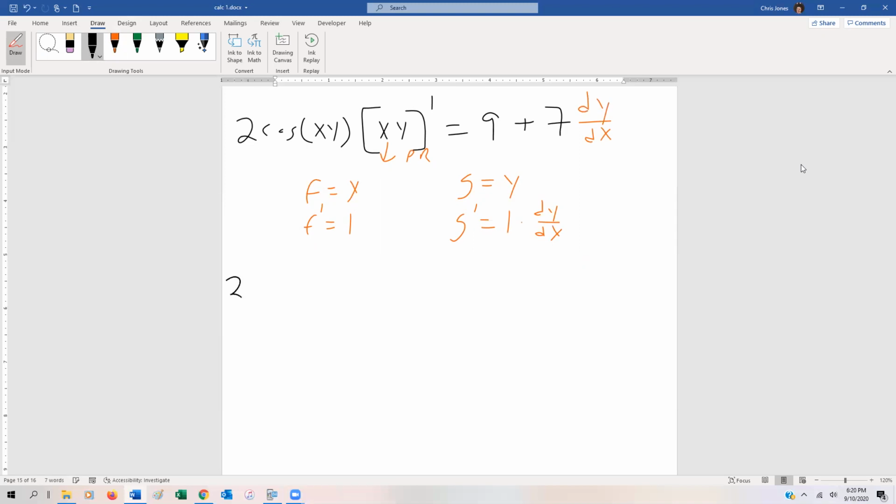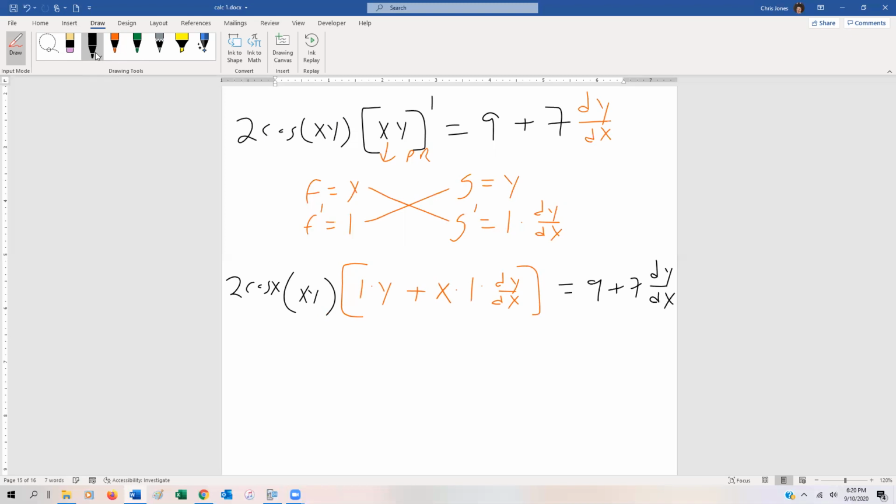So we still have our 2 cos of xy. But what happens with that interior, or that product of xy? Well, we're just going to use the product rule. And so from our product rule, f prime g plus f g prime, that's going to be 1 times y plus x times 1 times dy dx. And on the right-hand side, we still have 9 plus 7 dy dx.